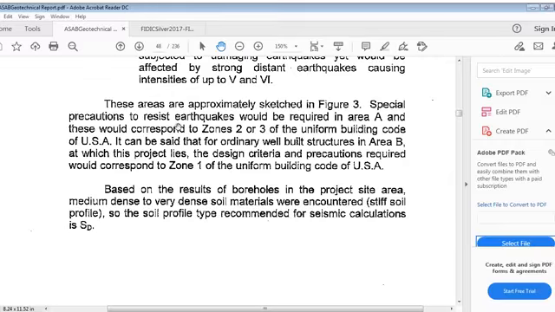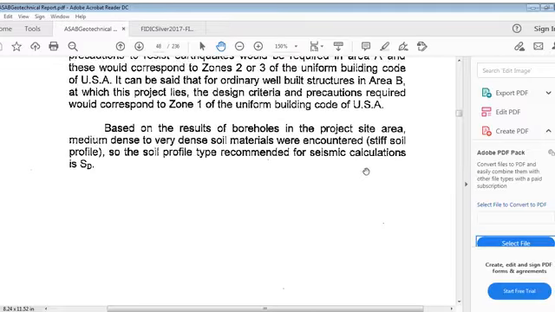Special precautions to resist earthquakes would be required in Area A, and these would correspond to Zone 2 or 3 of the Uniform Building Code of the USA. It can be said that for ordinary well-built structures in Area B, in which this project lies, the design criteria and precautions required would correspond to Zone 1 of the Uniform Building Code USA.